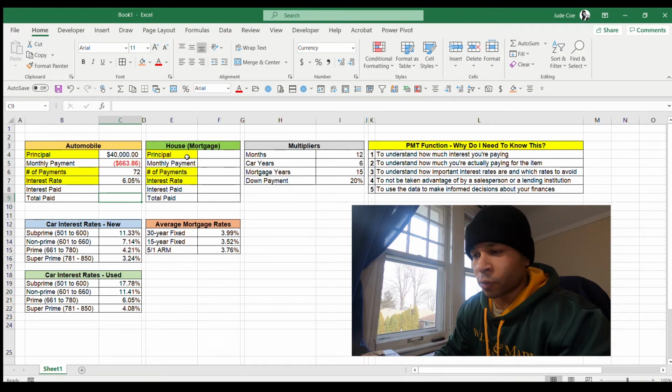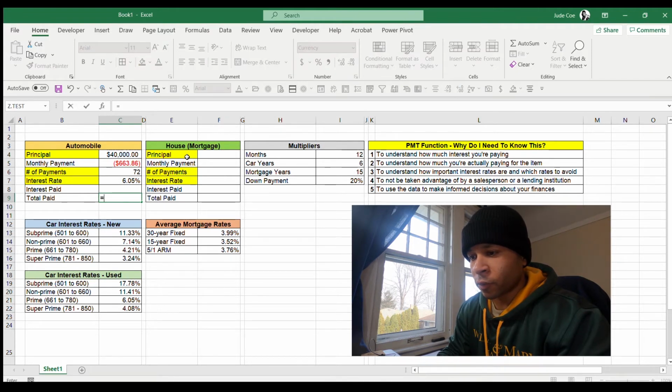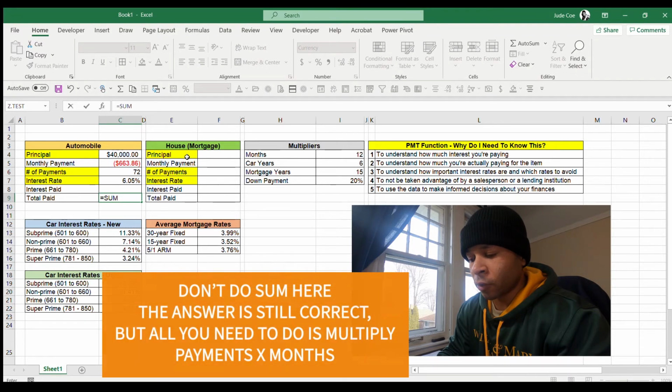So here, what we'll do is type equals on the keyboard, and then sum. You press SUM on your keyboard. You don't have to capitalize it. You can do lowercase, and then press the tab button to tab it into place. So what are we doing here? We're figuring out the total amount of money that we're going to pay.